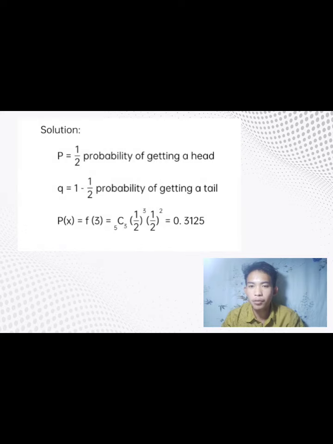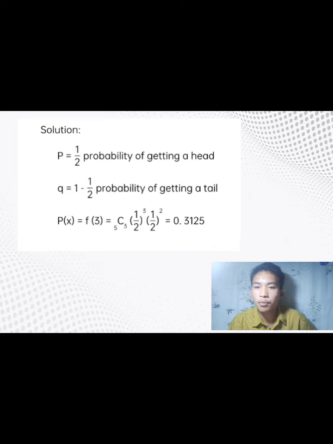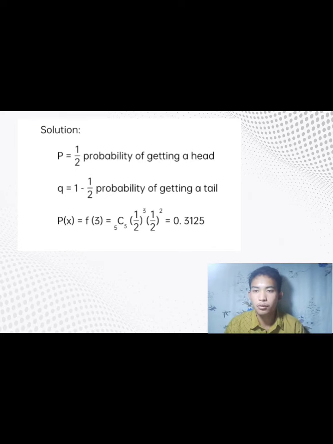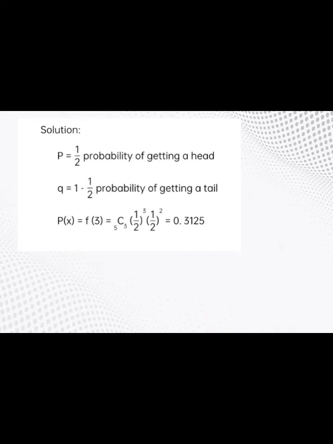Solution, p equals 1/2, which is the probability of getting a head. q equals 1 minus 1/2, which is the probability of getting a tail. And now, let's substitute. After solving the problem, the final answer is 5/16.